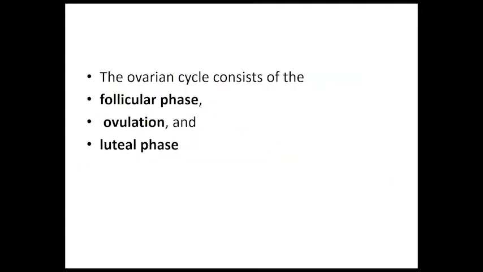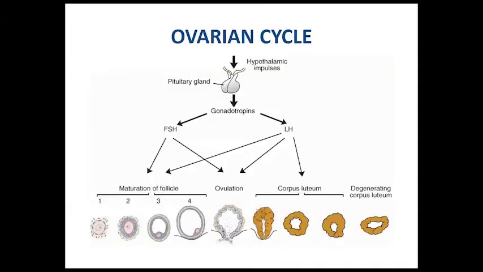The ovarian cycle, as I've said already, has a follicular phase, ovulation, and a luteal phase. This picture shows collectively the general outline of how the ovarian cycle works. The hypothalamic impulses go to the pituitary gland. The pituitary gland produces the gonadotropins, and these gonadotropins are the follicle stimulating hormone and the luteinizing hormone. The follicle stimulating hormone affects the different phases of the follicle, that is the development of the follicle till the mature ovum.